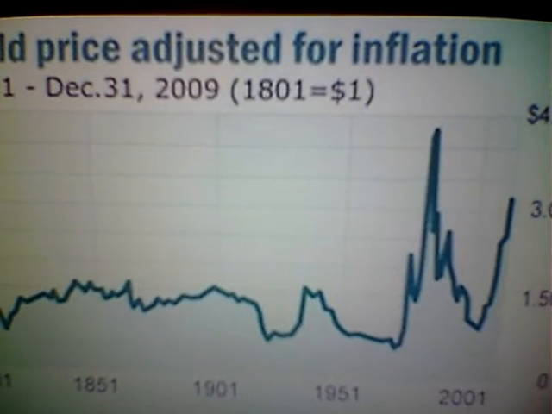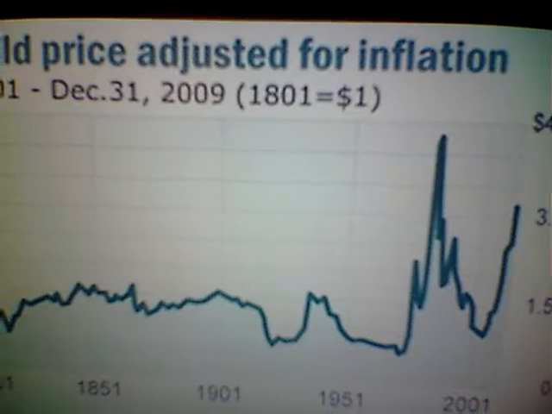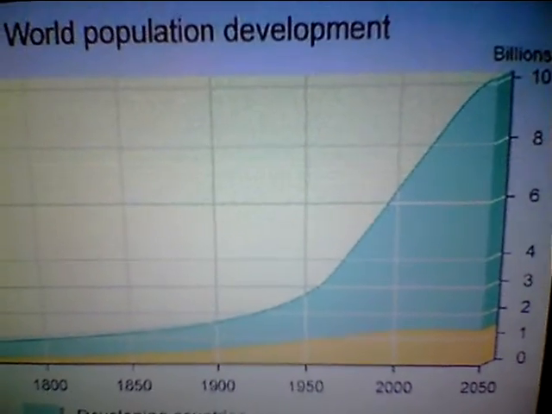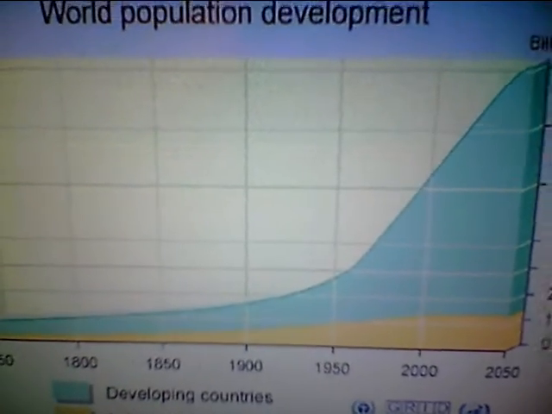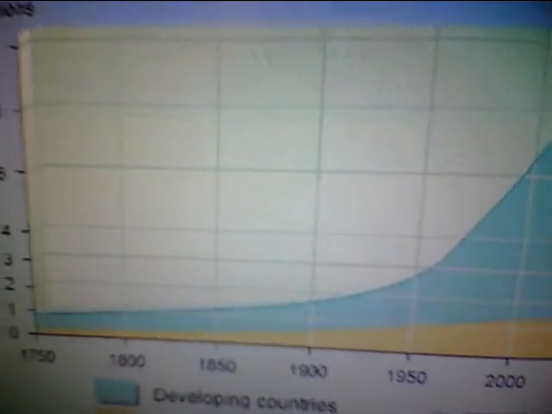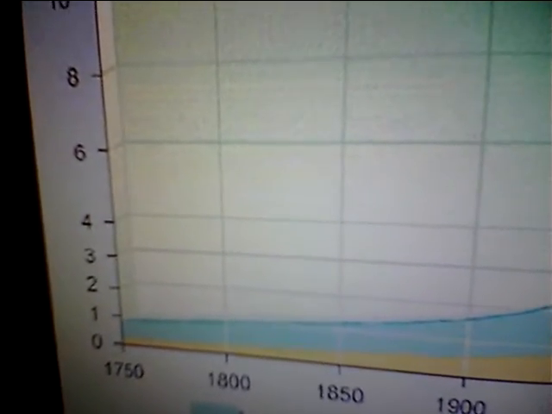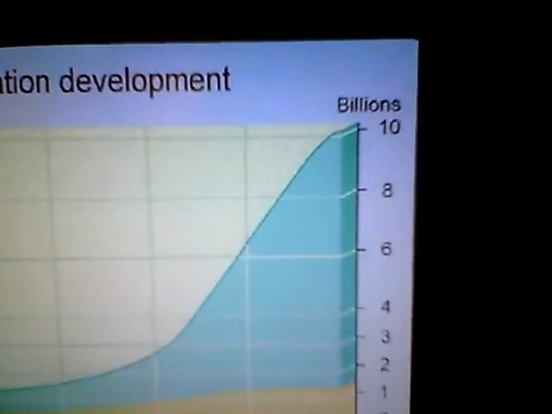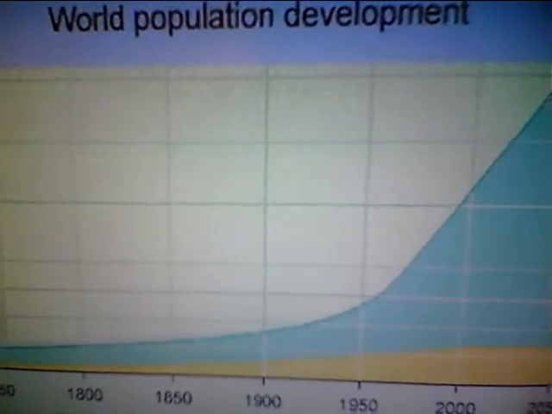And if you think about gold as a commodity, as something that everybody would need, then there should be an effect of the world population. How big is the world population? How many people have to share the same amount of gold? And you can definitely see that there's a big difference in world population. In the 50s we had 2 billion, and now we have 10 billion people in the world.